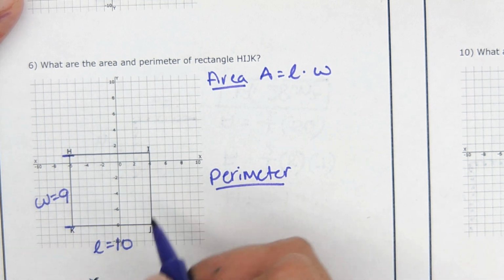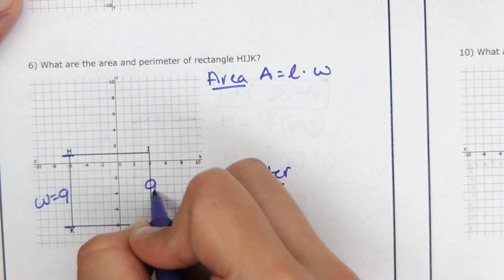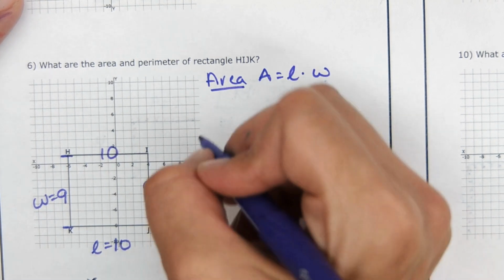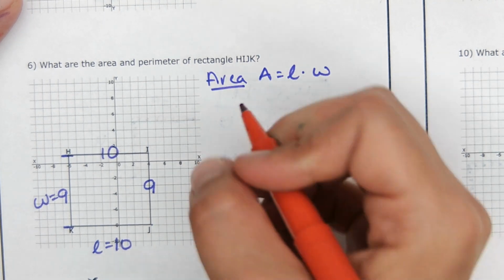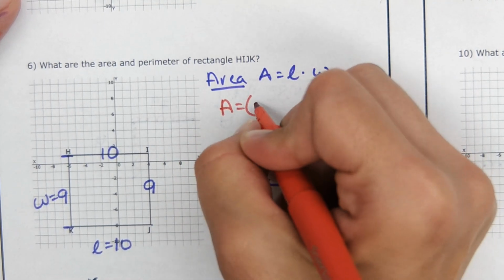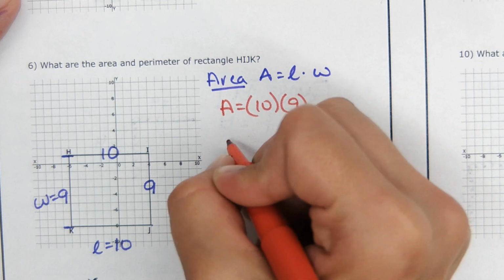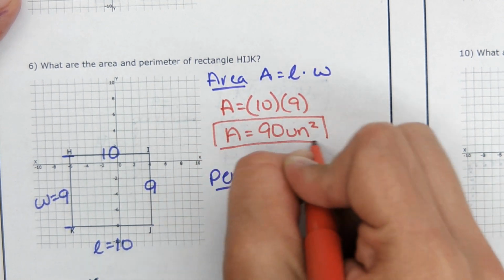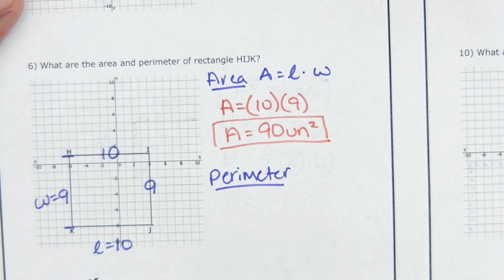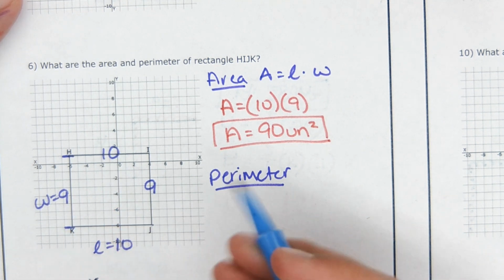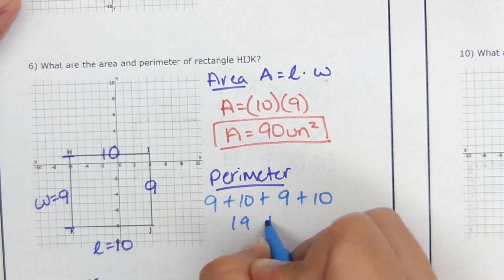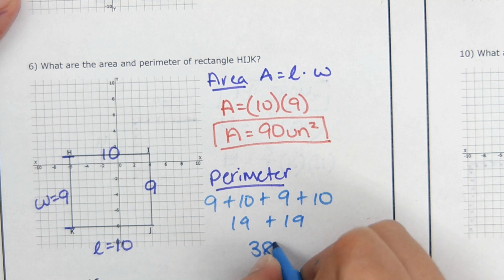And then with a rectangle, opposite sides are equal. So if this is 9, this is 9. And if this is 10, this is 10. And then we can plug in numbers. So area equals 10 times 9. Then for perimeter, add up all the sides. 9 plus 10 plus 9 plus 10. And 38 units all the way around.